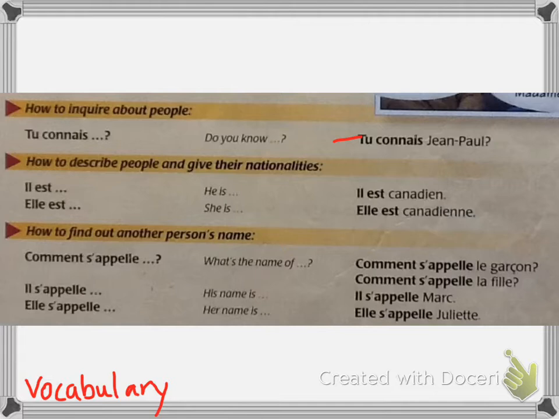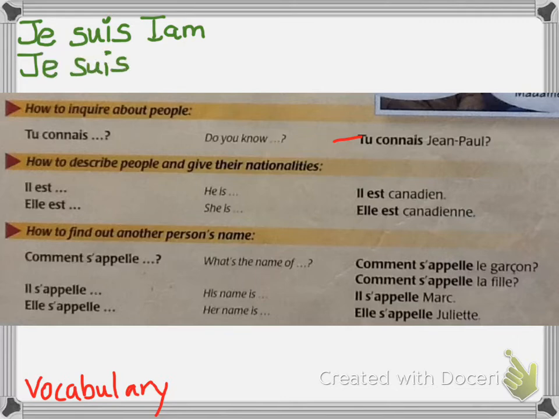So how to describe people and give their nationalities. So remember, you already know how to talk about yourself. Back in lesson 1, you learned je suis for I am. So that's how you would talk about your nationality. And you also talked about je suis de, and then your city, to talk about I am from. Okay? So now you're learning here not only how to talk about yourself, but how to talk about others.